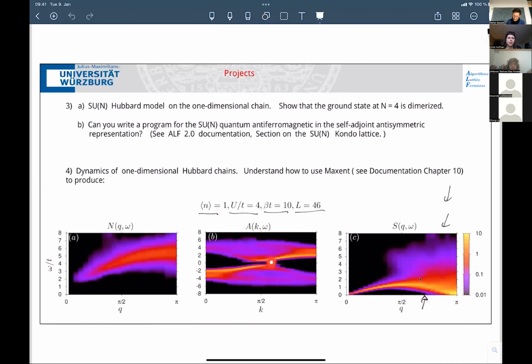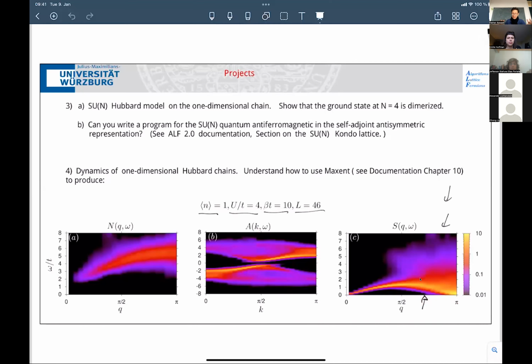So you will see, first of all, a gap, but you will see very big structures, which are telling you that the single particle Green's function of a one-dimensional insulator does not have poles, but has branch cuts. That would be the key point. Of course, it will be very hard with Maxent to see the difference between a pole and a branch cut, but you can see at least how the weight is distributed.